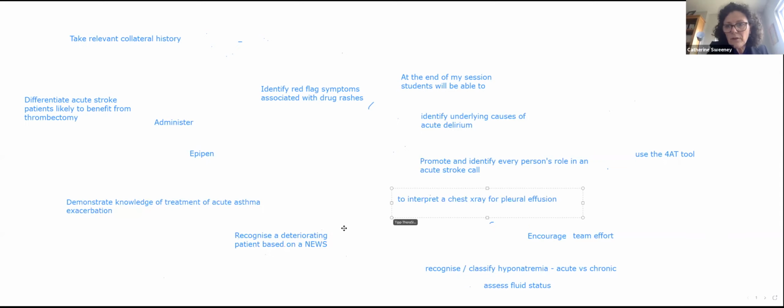And we can even move on from that now to think, okay, how would somebody judging this, or how would you, looking back on the recording of the scenario or watching it live, know that a student has reached that learning outcome, that they're now able to do that? So, differentiate acute stroke patients likely to benefit from thrombectomy. So what scenario, how are you going to set up the learning, and how are you going to assess that they've achieved that learning outcome?